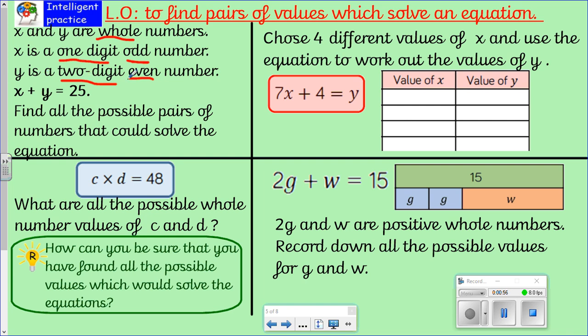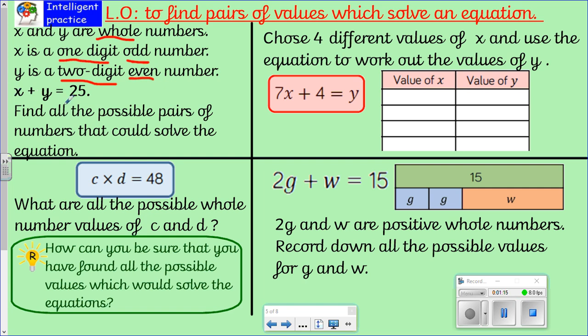Y is a 2-digit even number. So a 2-digit number just means anything that's more than 9, essentially. Well, and less than 100. Okay, so it's got 2 digits, like 22 as an example. Ooh, and that is an even number as well, so that would work perfectly.